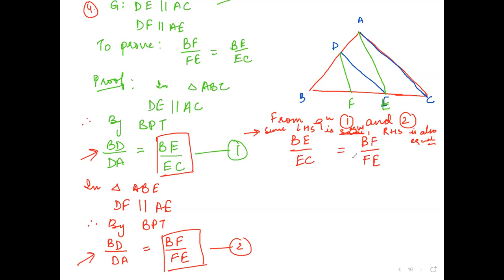Now, what can I conclude from this result? Go back to your figure and see what I'm getting. I'm getting BE upon EC, that means this side upon this side. And BF upon FE. So what can I conclude from here? Ultimately you have to show this only. You have proved it, right? Nothing else.